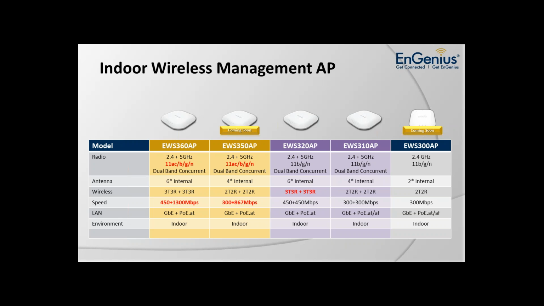And in this table, you can also see that we have an EWS300-AP, which is a new entry-level single-band access point, which is going to replace the EWS210. This footprint is a little bit smaller, and it's a little more cost-efficient for deployments where you really are limited in the budget. So starting from single-band up to 3T3R 11AC capable access points, you have a whole range of access points to fit your deployment and how much budget you want to spend on this.